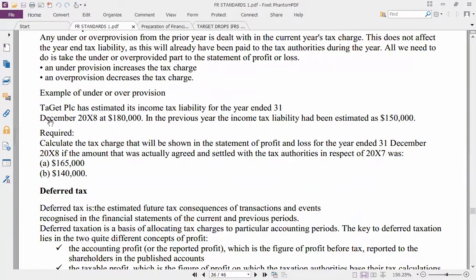Okay, so this example, Target PLC, that's page 36. That's page 36. Target PLC. Can you try that one for me and send me your view about it? Target PLC, page 36.